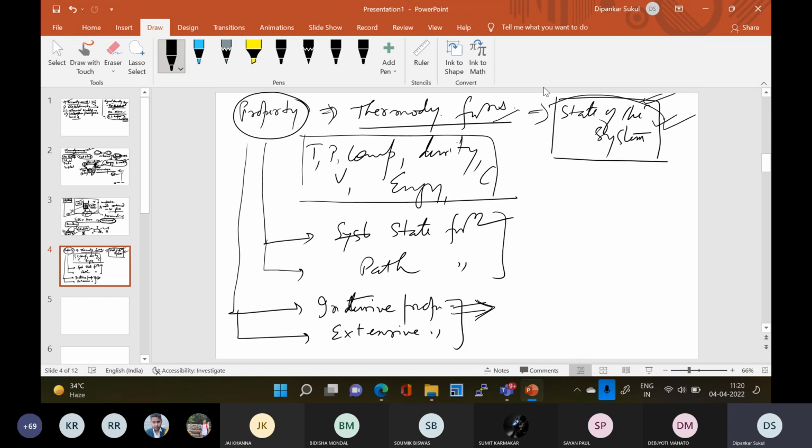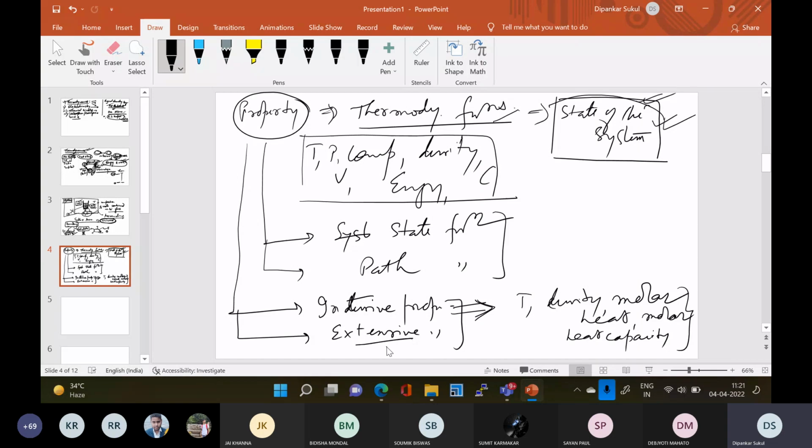or mass of the system. That is the intensive property. Like temperature, density, then molar heat or molar enthalpy, molar free energy, whatever it may be, then molar heat capacity or specific heat capacity. These all are intensive properties. They do not depend on the mass of the system.